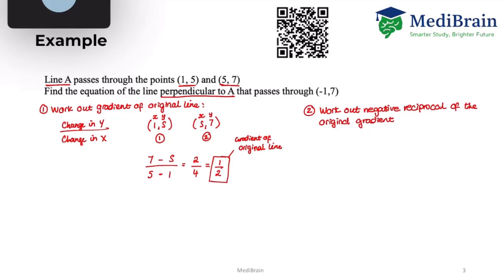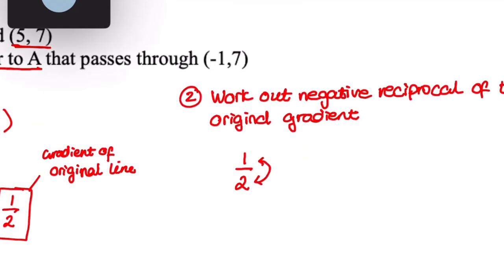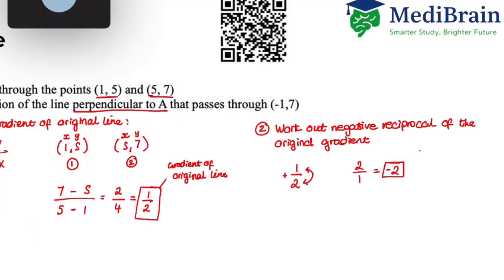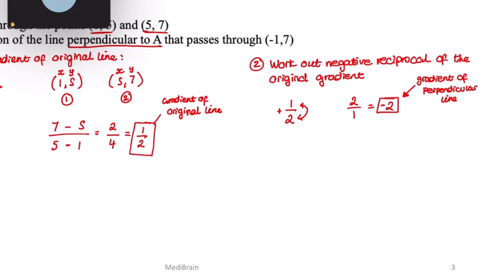So we know that our original gradient was a half. Okay, all we're going to do is flip these two around. So it's going to become 2 over 1. Now 2 over 1 is just 2. And it was positive originally, so it's going to become negative now. So it's going to be negative 2. So the negative reciprocal of the original gradient is negative 2. So this is going to be the gradient of our perpendicular line. Okay, so gradient of perpendicular line is minus 2.